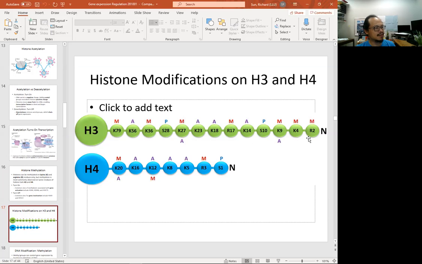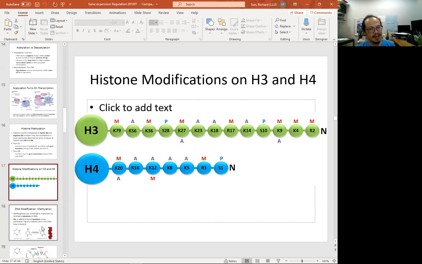So you see that from the N-terminal back to the core of this protein, we have these long tails, and they serve as the sites to be modified. And that can affect the gene expression. So we regulate it. All right, so that's that.